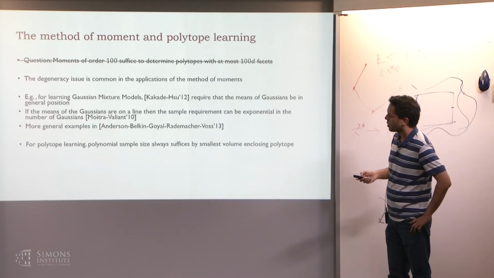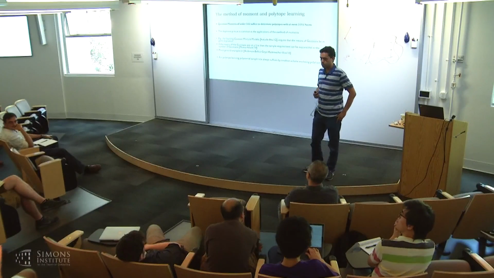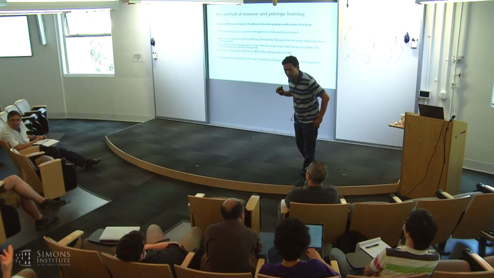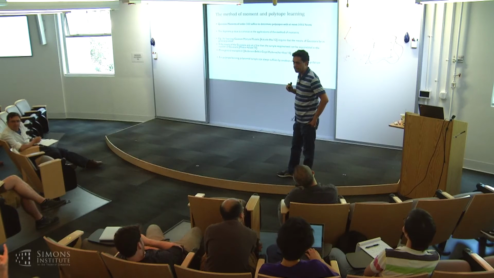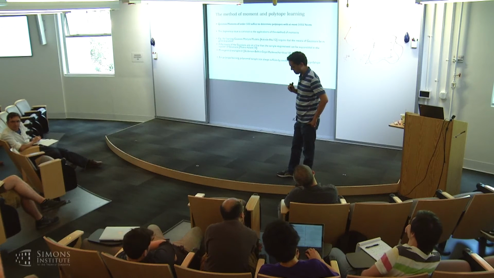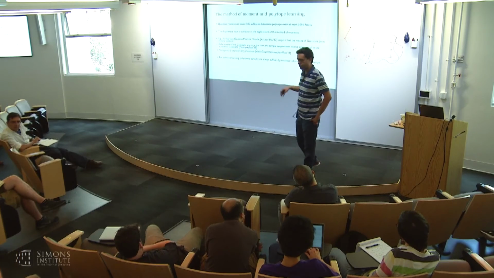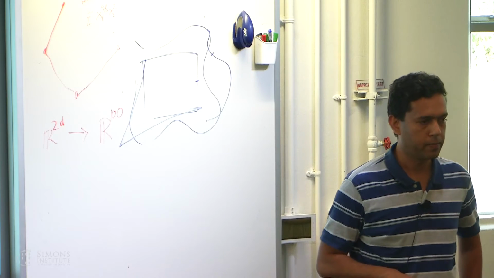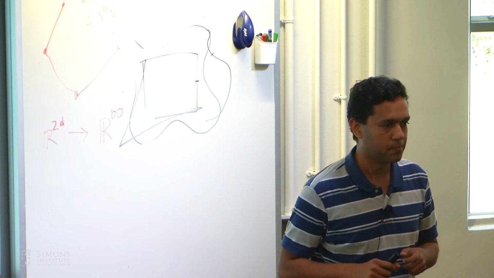Can I ask a question? How is your problem related to this one? In this Gaussian mixture model, these lower bounds apply only for the parameter estimation problem. Yeah, I'm just talking about parameter estimation. Is your problem a parameter estimation problem? Right, I want an evaluator, not a generator.